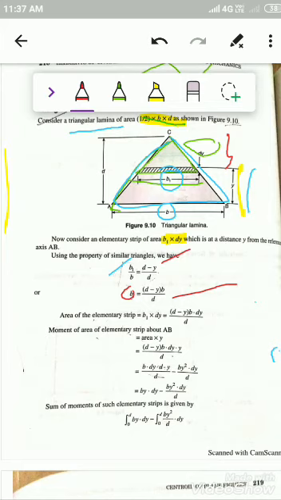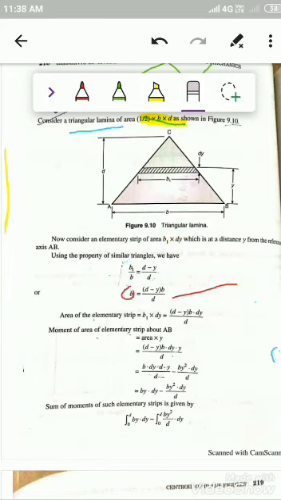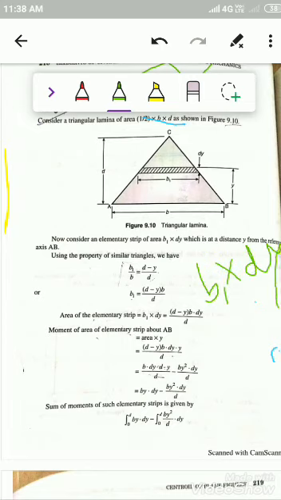Now consider the area of the elementary strip. The area of the elementary strip is nothing but b1 into dy, because b1 is the width acting here. So b1 into dy. You have the b1 value, just substitute it and you will get this equation. This is the area of the single strip we have considered.